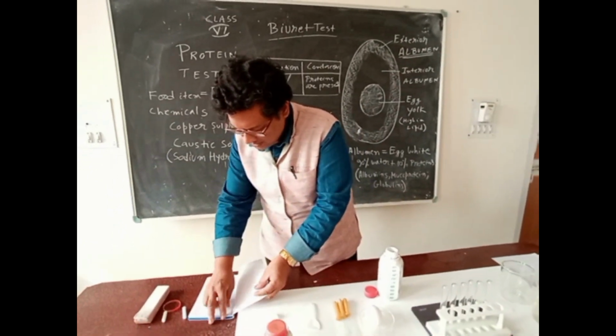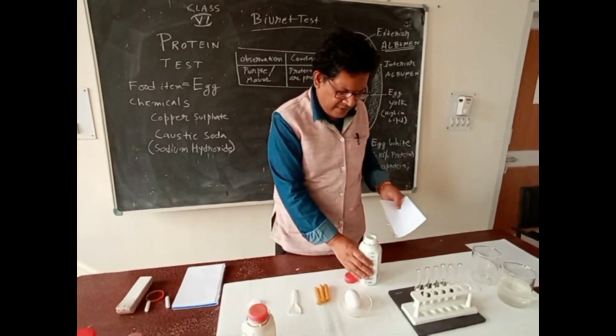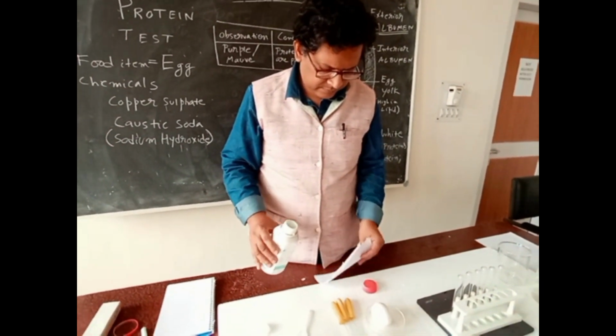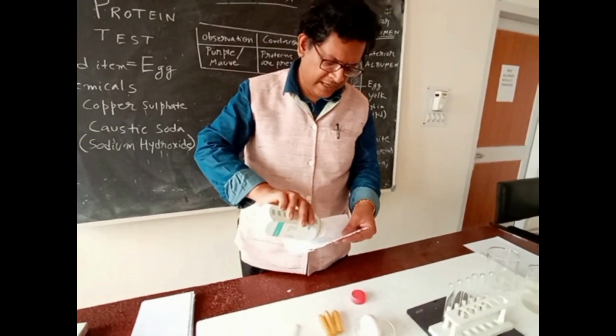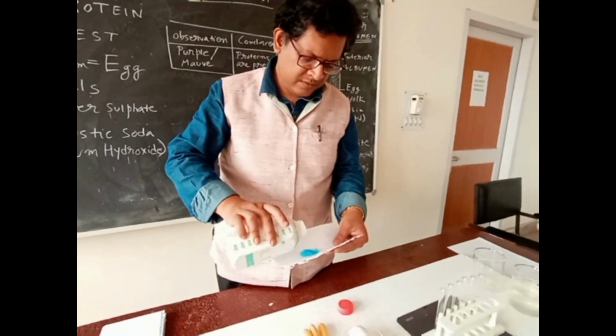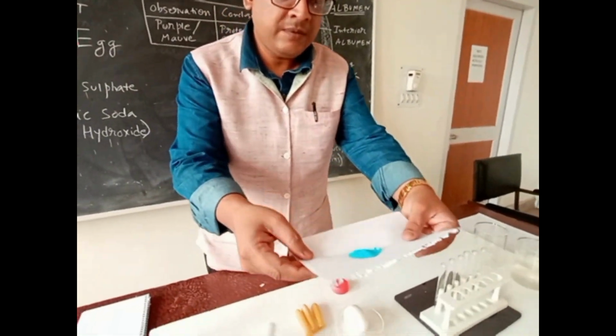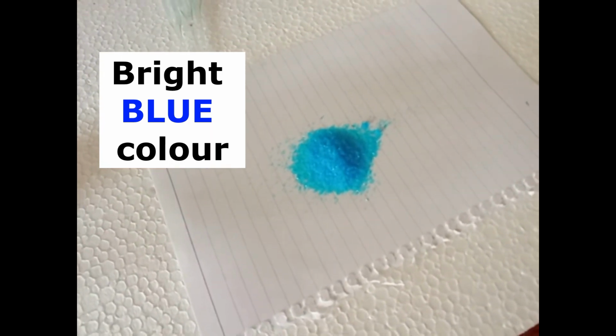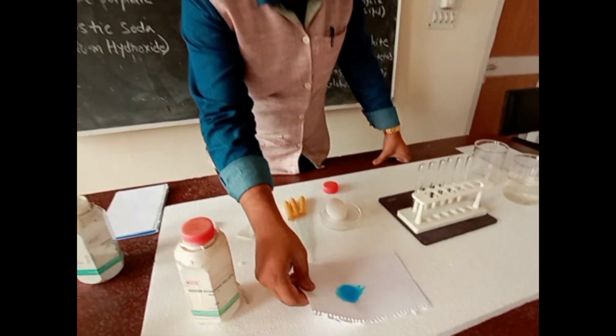I am taking a little bit of sample of copper sulfate. I can also use a spoon or spatula, but to show the color, now you can see, please focus. So this is the copper sulfate, blue color.